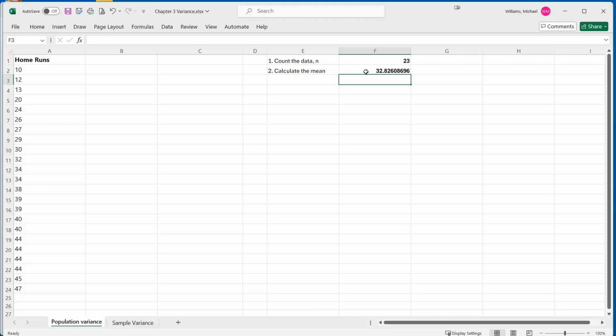Now we have to create a couple of columns. We have to figure out how far each one of these is from the mean. Some of them are below the mean. They're dispersed below the mean. These seasons when he had a low amount of home runs. And some of them are above the mean. So we have to calculate the distance. When something is below the mean, the distance is going to be a negative number.